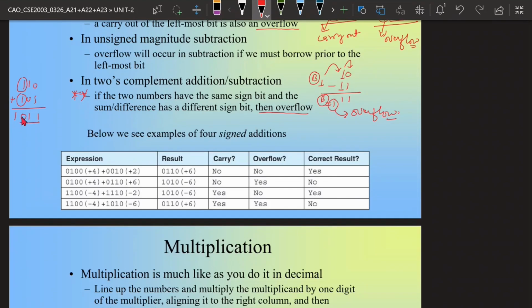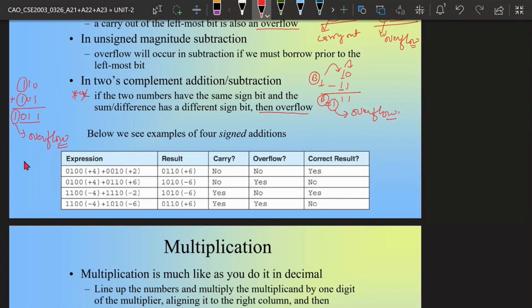So when it is having a different sign, if it is 1, then there is no carry, no overflow. But if it is 0, that means the two operands have the same sign but the result has a different sign. In that case, this 1 will indicate the overflow. This is what it says.